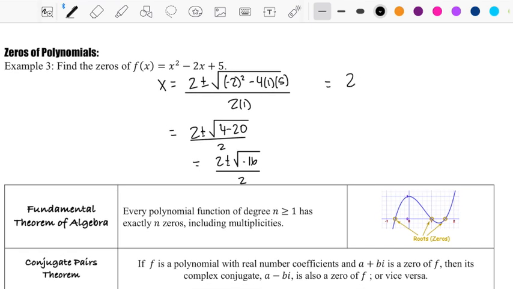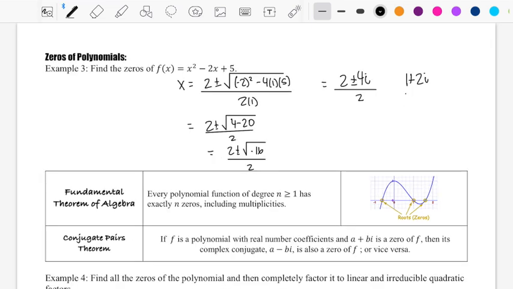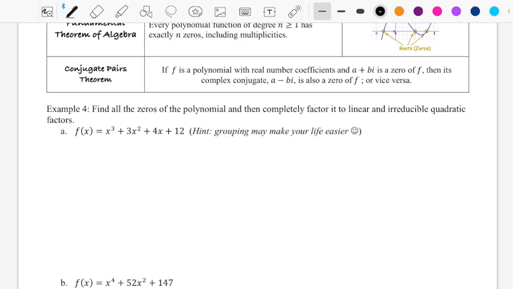So then we've got 2 plus or minus i times the square root of 16, which is 4. So 2 plus or minus 4i divided by 2. And of course, 2 divided by 2 is 1, and 4 divided by 2 is 2. So this one we can go ahead and reduce a little bit. So 2 plus 4i over 2 is going to become 1 plus 2i. Similarly, we're going to end up with 1 minus 2i. So here are our 2 roots. You'll notice they are complex conjugates of each other. That should always happen. Let's do another example where that works.